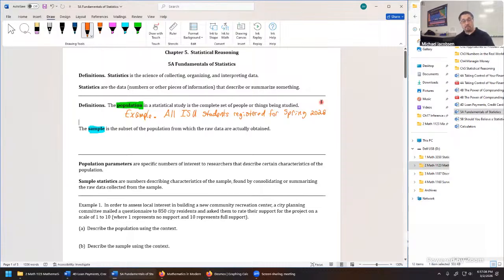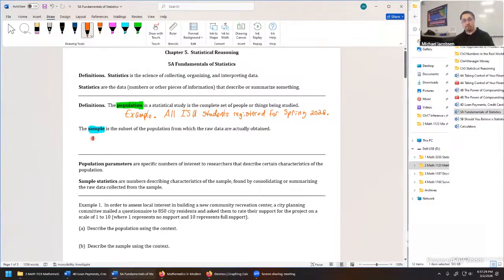Say, maybe what about people who just do the late 8 weeks course and they're not yet registered, but they eventually become registered? Are they in our population? You can come up with a lot of technical issues with just trying to say a simple population like all ISU students. But let's cap it off right there. All ISU students registered for spring 2026 is our population.